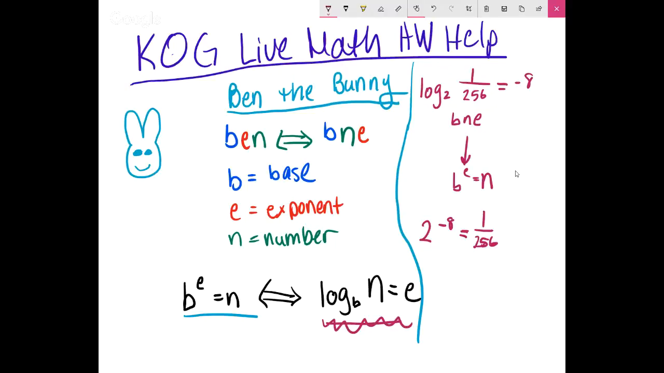2 to the -8th power is 1 over 256. And if we convert 2 to the negative power to the proper way to write it, which would be 1 over 2 to the 8th, that would even better identify with the answer. And all we have to do is find the power of 2 to the 8th power.